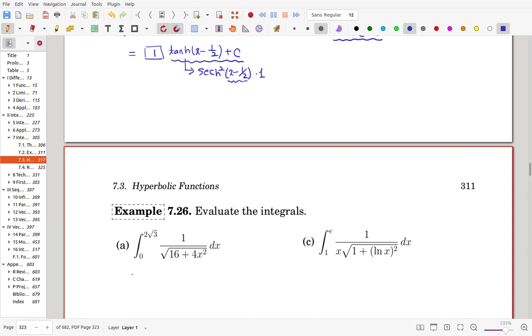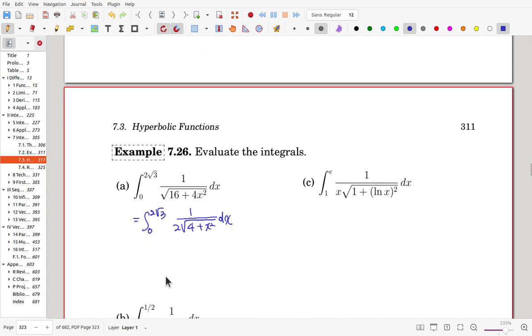So that is now the integral from 0 to 2 square root of 3, and then 1 over, okay, 4 will come out to become 2, and then the square root of 4 plus x squared dx.